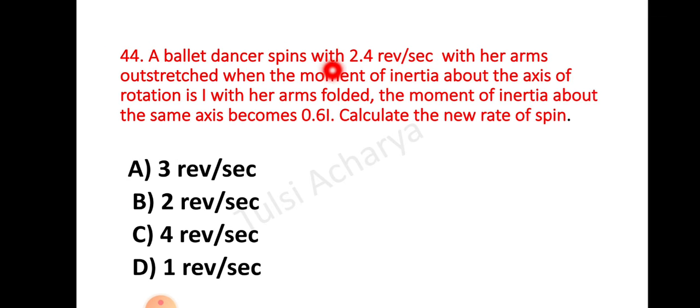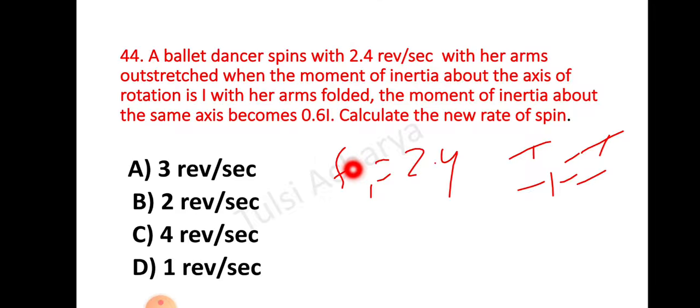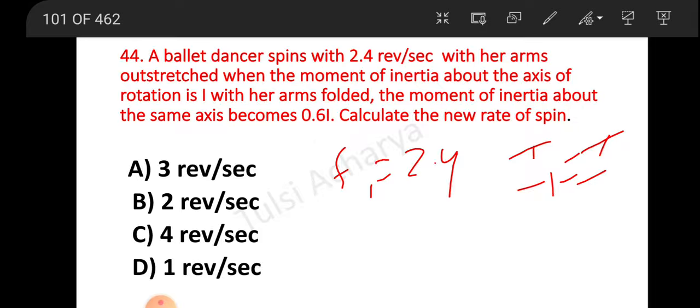A ballet dancer spins with 2.4 revolution per second with her arm outstretched, and the moment of inertia about the axis is I. Let us write this information at first. It is saying f1 is equal to 2.4 revolution per second and I1 is I. Now what that dancer is doing, she is folding her arm and moment of inertia is now 0.6 I. So I2 is 0.6 I.